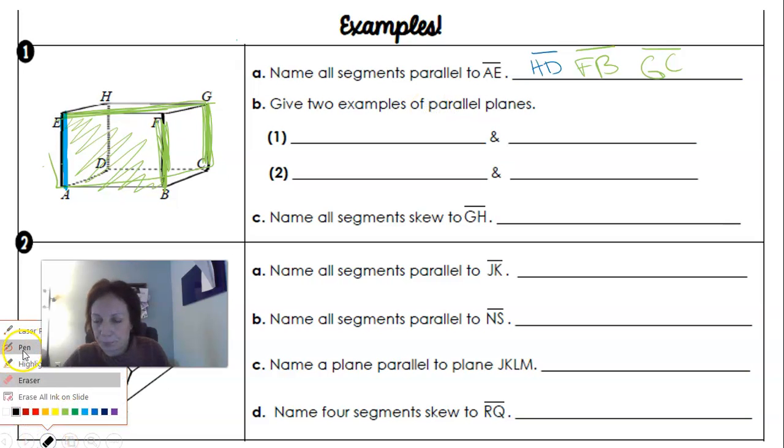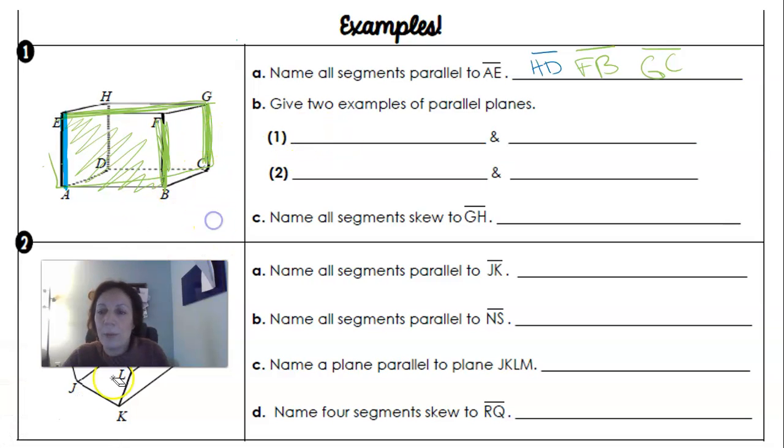Okay. So we've got 3 lines. Again, AE is a corner, so parallel to it are going to be HD in this plane, FB in this front plane, and then GC is a kind of diagonal plane that goes through the room.